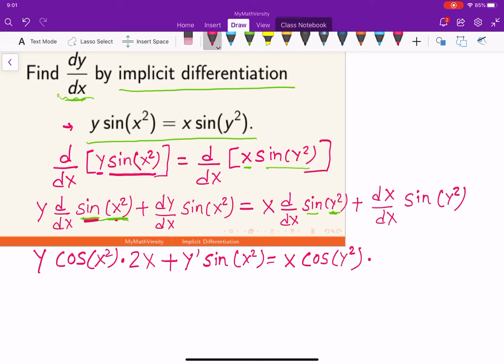And then we now need to multiply by the derivative of y square with respect to x. So how do you find the derivative of y square with respect to x? We need to know what the derivative is. We know that y is a function of x, so we have a situation where we have a square of some function of x.